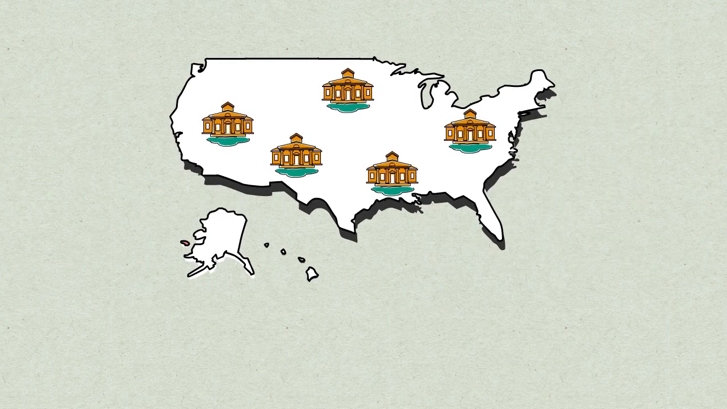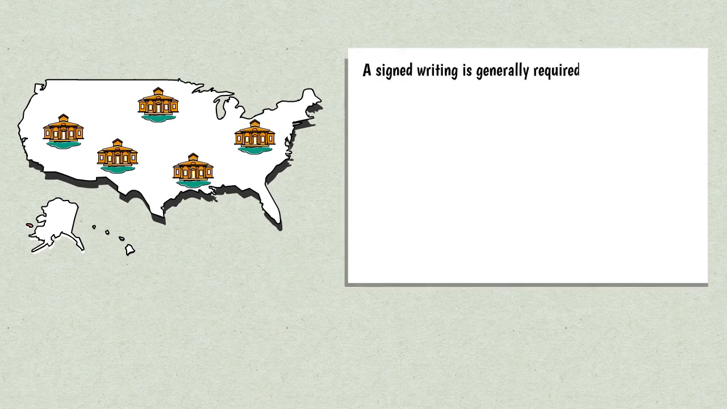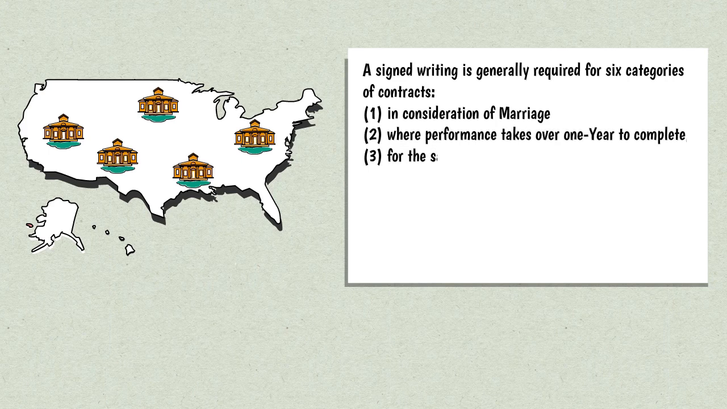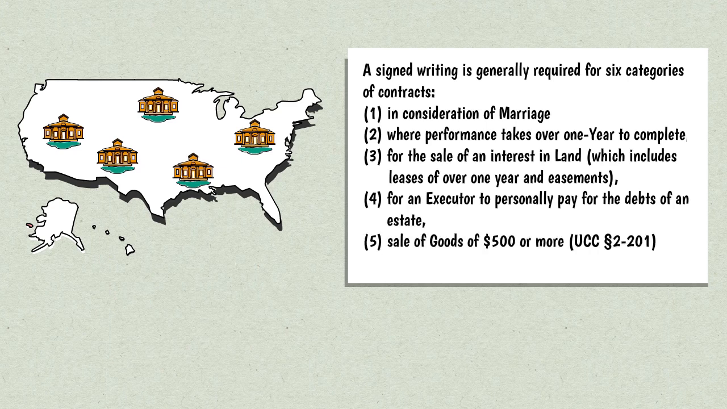Although the Statute of Frauds varies from state to state, a signed writing is generally required for 6 categories of contracts. Those in consideration of marriage, those where performance takes over 1 year to complete, those for the sale of an interest in land, those for an executor to personally pay the debts of an estate, those for a sale of goods of $500 or more, and suretyship agreements. A commonly used mnemonic for remembering these 6 kinds of contracts subject to the Statute of Frauds is MY LEGS.